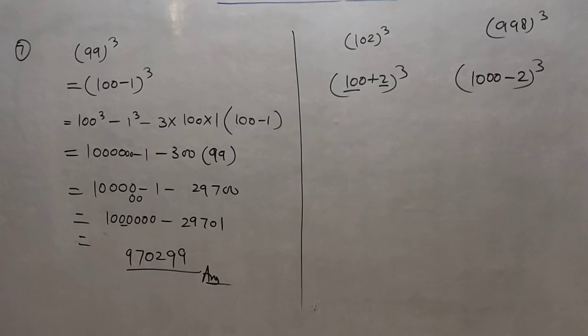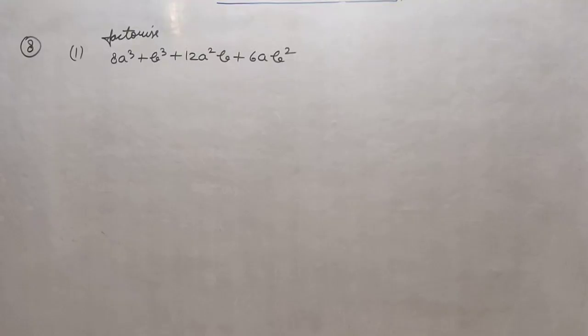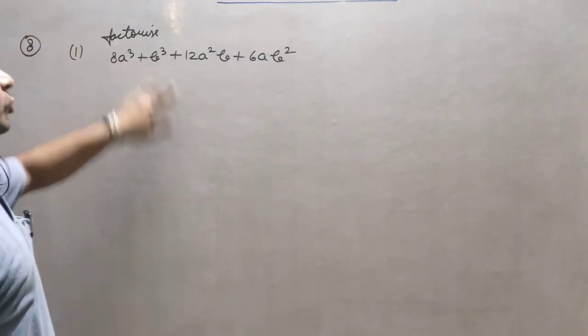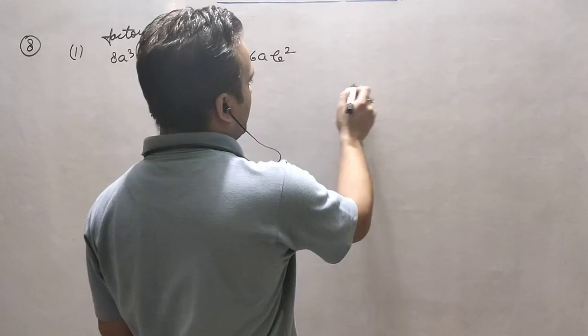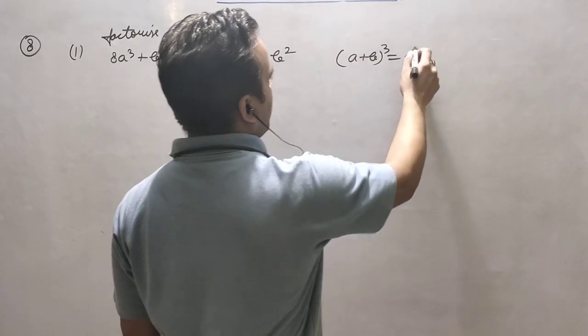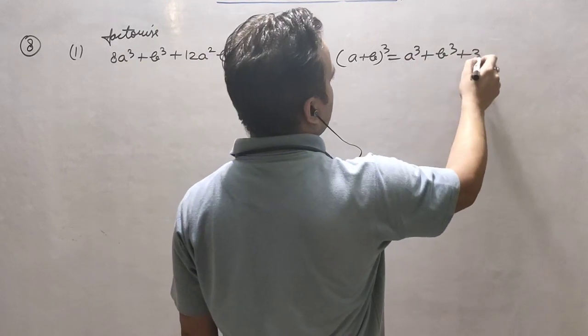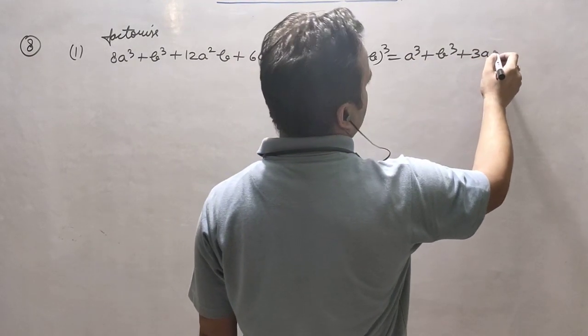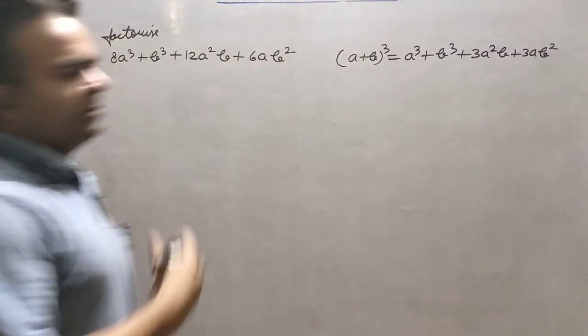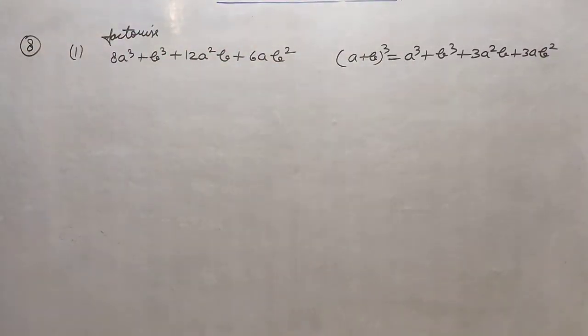Now question number 8. 8a cube plus b cube plus 12a square b plus 6ab square. We have to factorize. Factorize means you can see there are two cubes. It means it is related to the (a + b) whole cube identity, right? Only by seeing the two terms we can generally identify which identity we have to use.